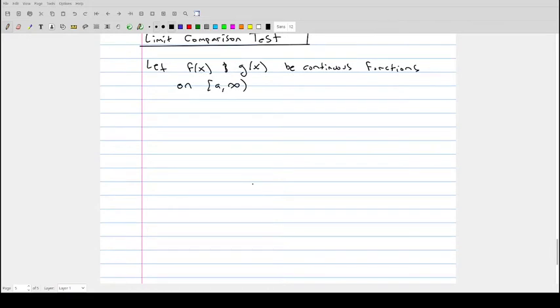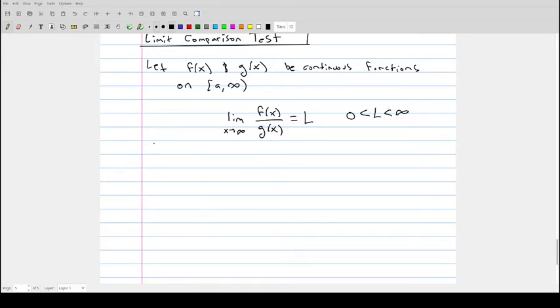And let's also assume that the following limit exists. The limit as x goes to infinity of the ratio of these two functions is equal to L, is equal to some value, where L is a strictly positive number between 0 and infinity.